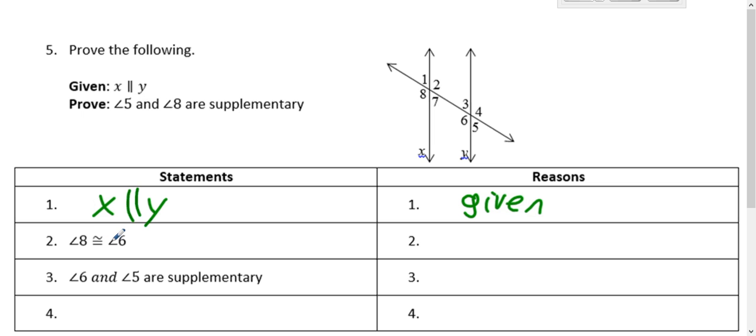And then angle 8 is congruent to angle 6. So looking at those two angles, we know that that's true because those are corresponding. And we've got another statement, angle 6 and angle 5 are supplementary. So those two angles right there, that's a linear pair. That's how we know that they are supplementary.